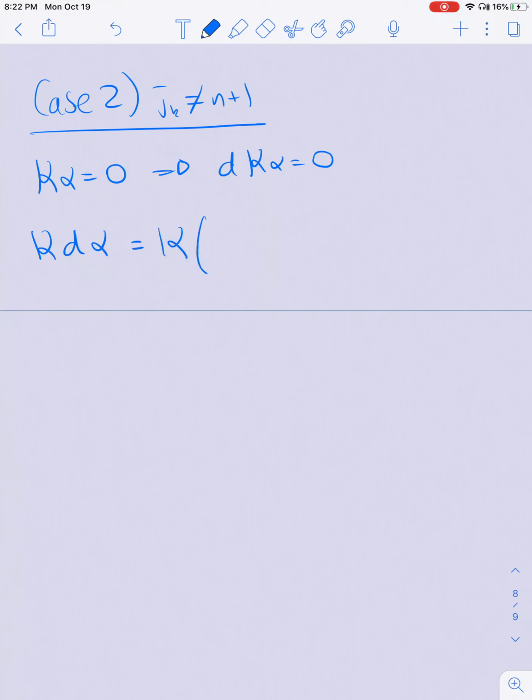So this is again k of d alpha, which is the sum from j equals 1 to n plus 1 of d by dy_j a_j at y_1 through y_{n+1} times dy_j wedge dy_{j1} wedge all the way out to dy_{jk}.